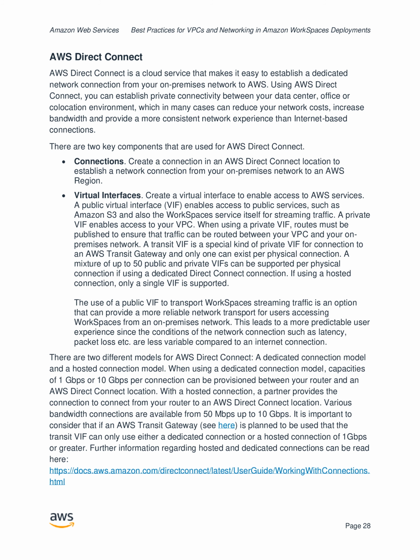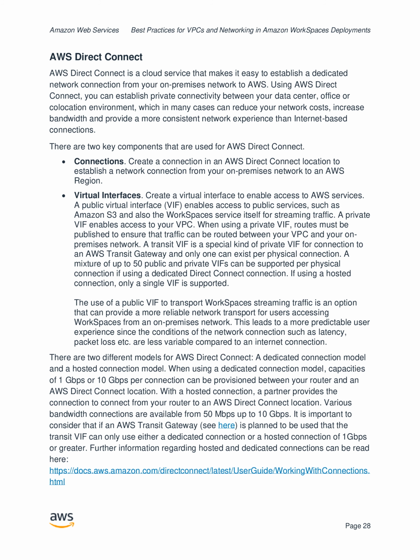When using a private VIF, routes must be published to ensure that traffic can be routed between your VPC and your on-premises network. A transit VIF is a special kind of private VIF for connection to an AWS Transit Gateway and only one can exist per physical connection. A mixture of up to 50 public and private VIFs can be supported per physical connection if using a dedicated Direct Connect connection. If using a hosted connection, only a single VIF is supported.